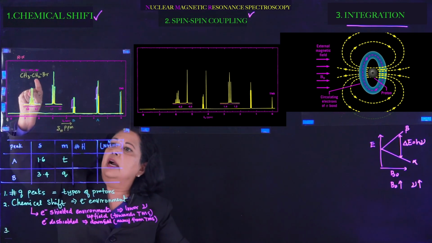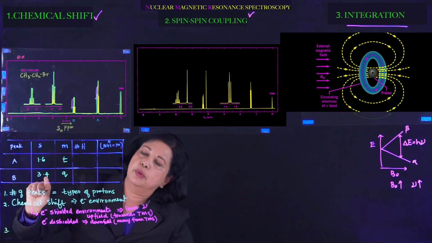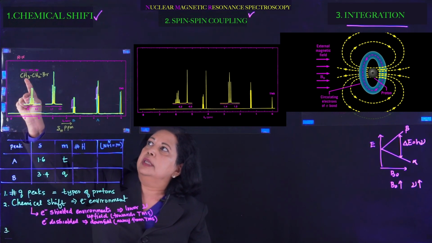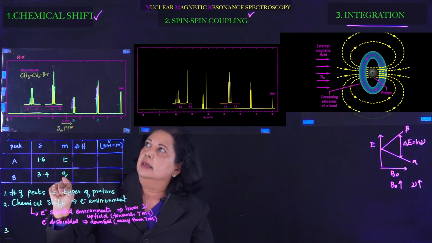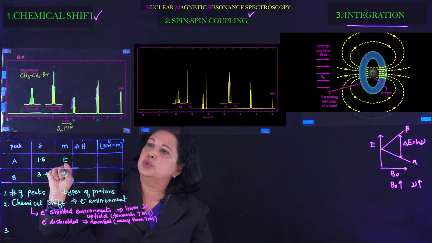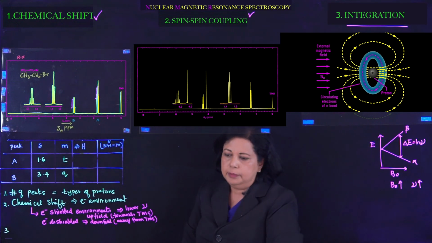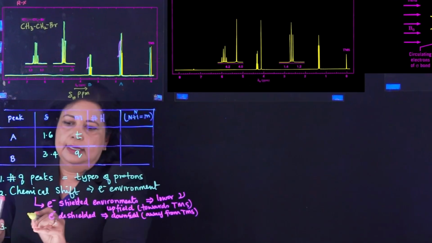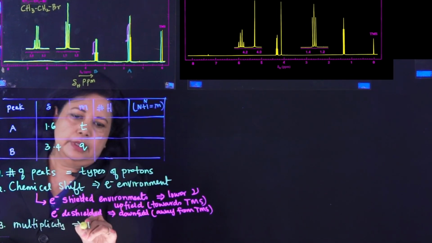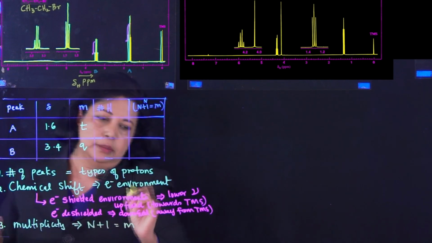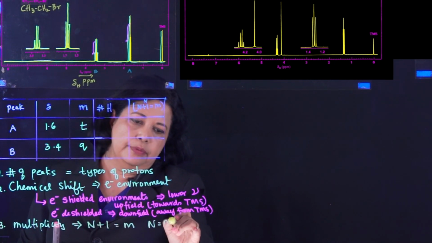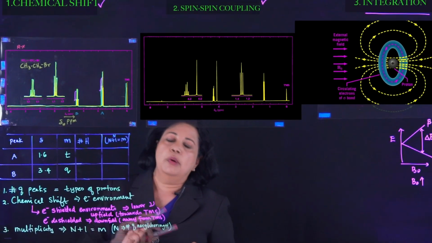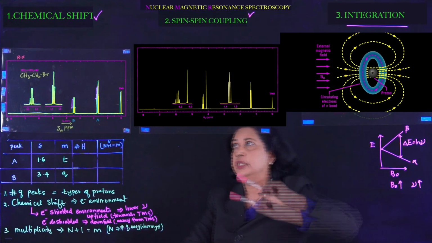So here, this should have a higher delta, which means these are your B protons at 3.4. This should have a lower chemical shift, that's A. This is going to have 3 plus 1, quartet. And this is going to have 2 plus 1, triplet. The next most important part is the integration that we're talking about here. So again, multiplicity is given by the equation n plus 1. N is number of neighboring protons. We're coming to the next most important part, which is what we're going to talk about today, integration.